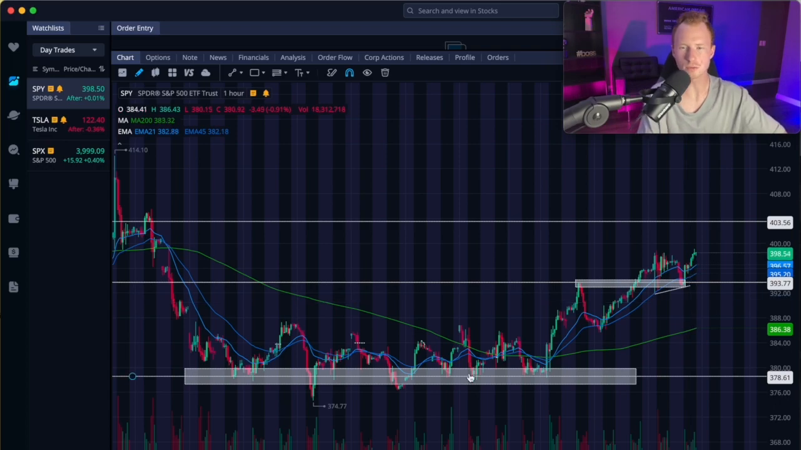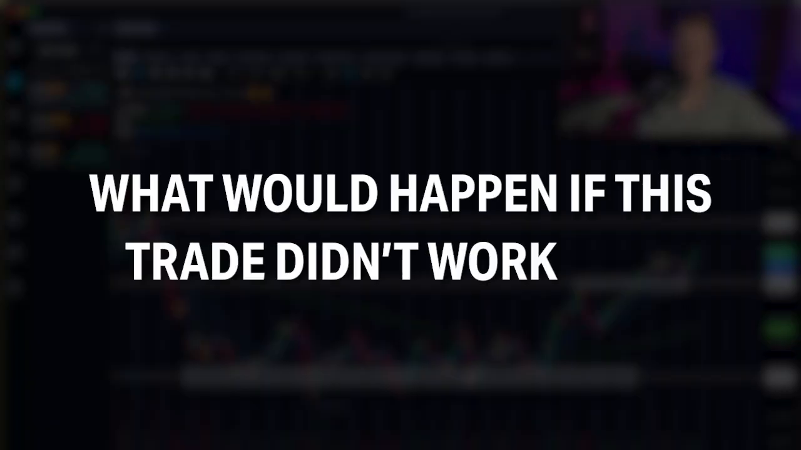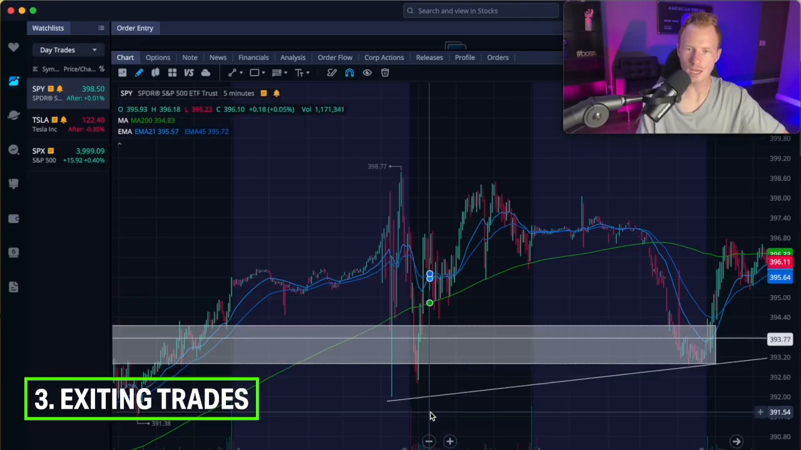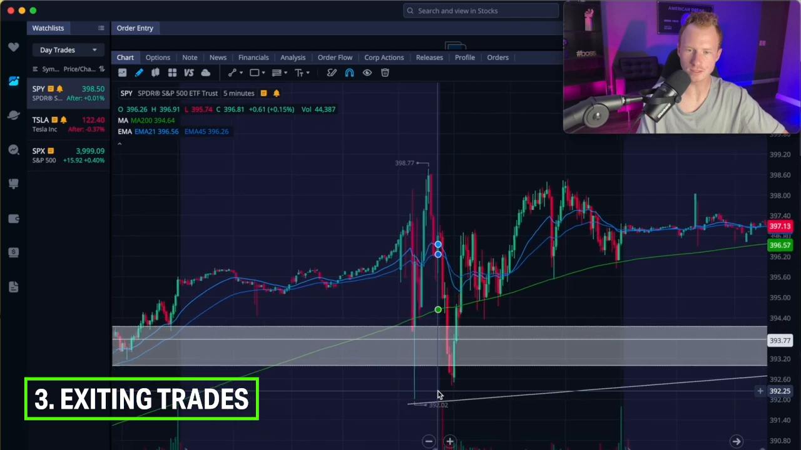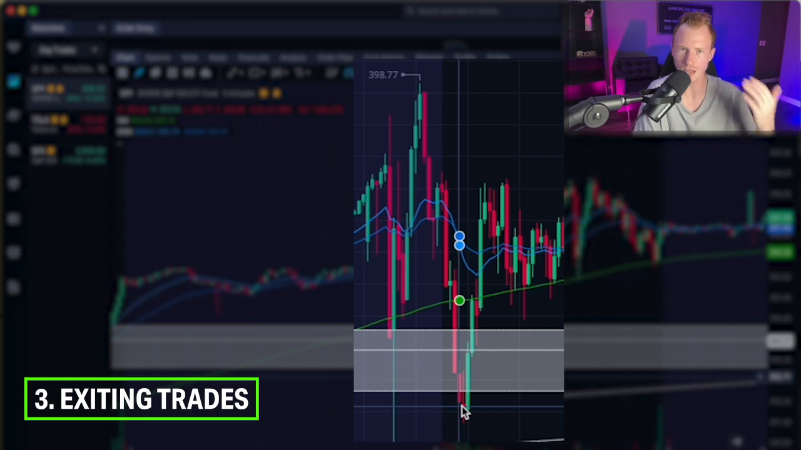Now, you might be wondering, well, Chad, that's great, but what would happen if this trade didn't work out? Where would you actually exit the trade? So let's go back to the 5-minute chart. And really for me, let's go back to this day. So you can see we have this doji candle. So this means that this next candle opened right here. And again, I would wait for this candle to close. So I'm looking for a doji candle to have my first entry. Okay, so I'd wait for it to close.